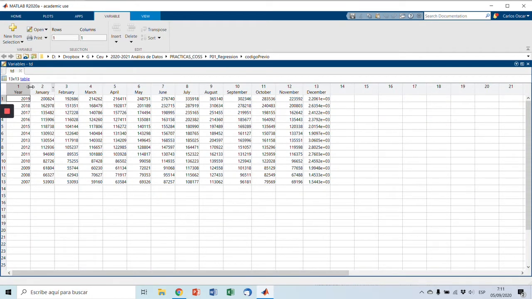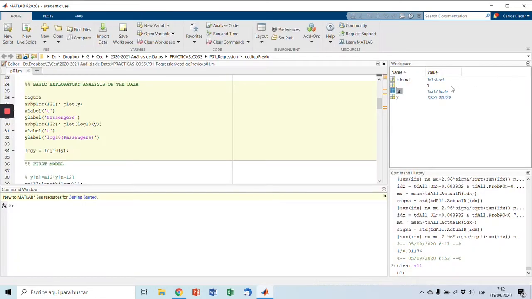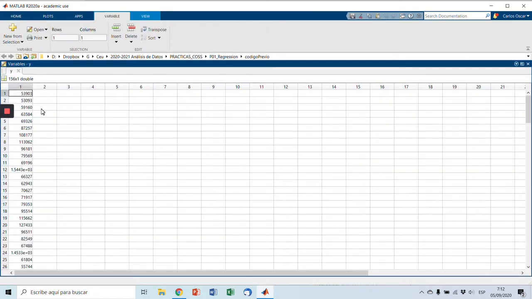So it is a table. It is organized by years. The most recent years are in the first rows, and then they are organized from January to December. So we have reorganized this data into a single vector. So we can see this vector here. Now this vector contains the same information, but as a column vector.